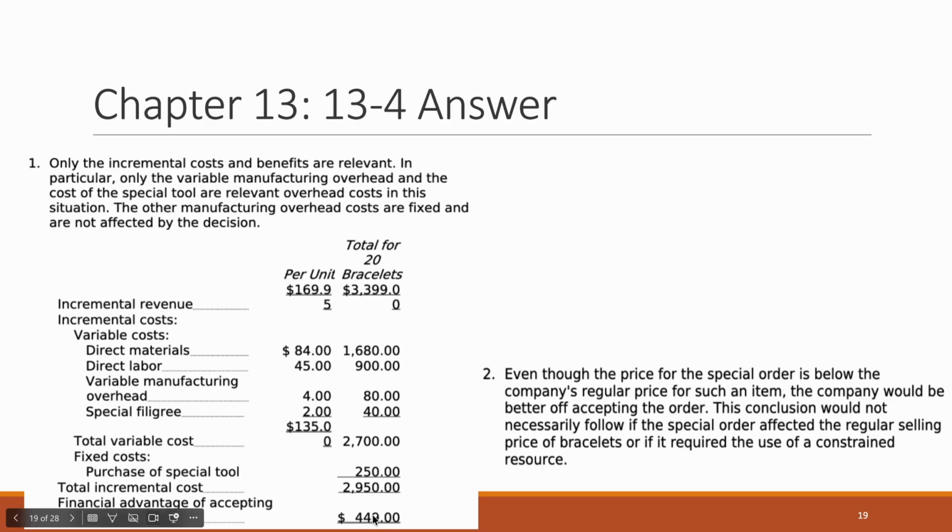Now we have to calculate whether or not this is advantageous or disadvantageous for our company to do. And since our total incremental cost is lower than the incremental revenue from taking on this job, that means it's going to be an advantage. So there's going to be a financial advantage here. And it's just going to be the difference between the two. So we're going to make $3,399 by selling those 20 bracelets. And it's only going to cost us $2,950. So that means there's a financial advantage of accepting this special offer of $449.